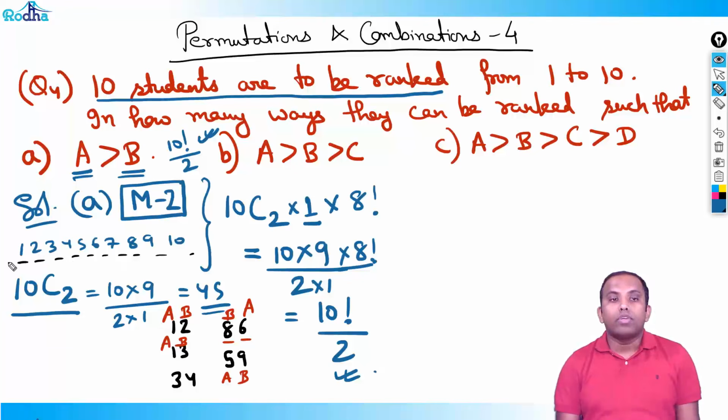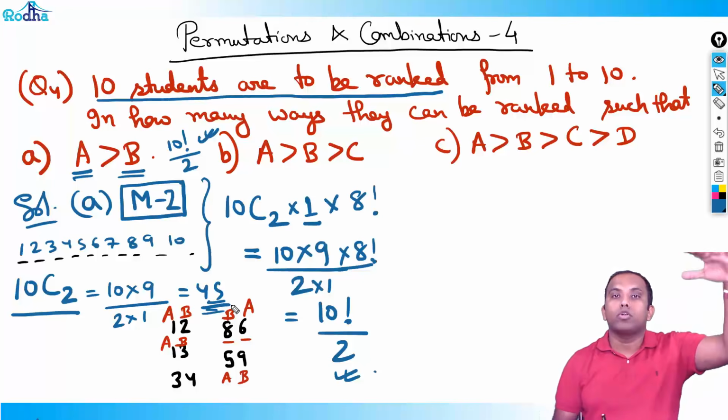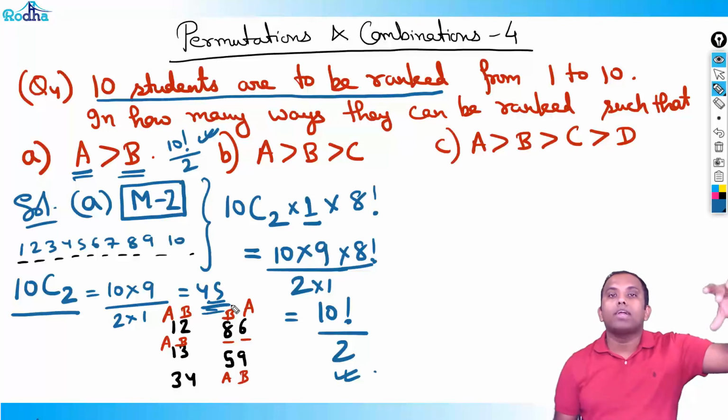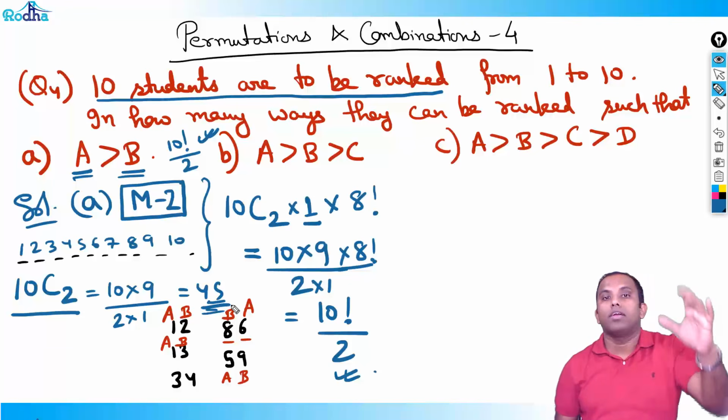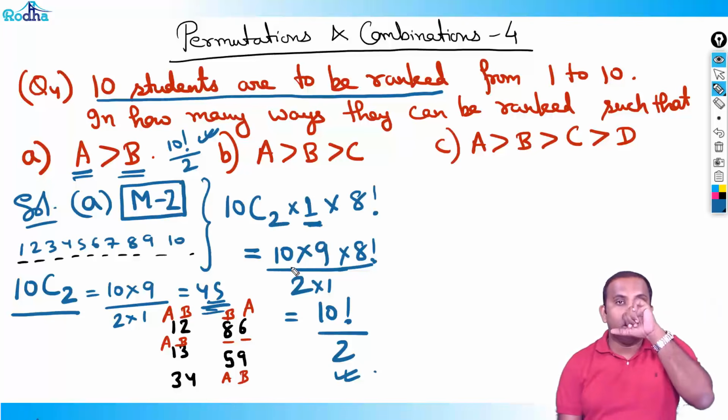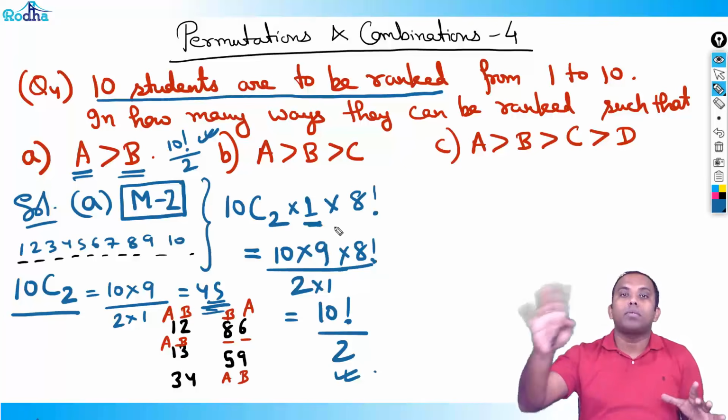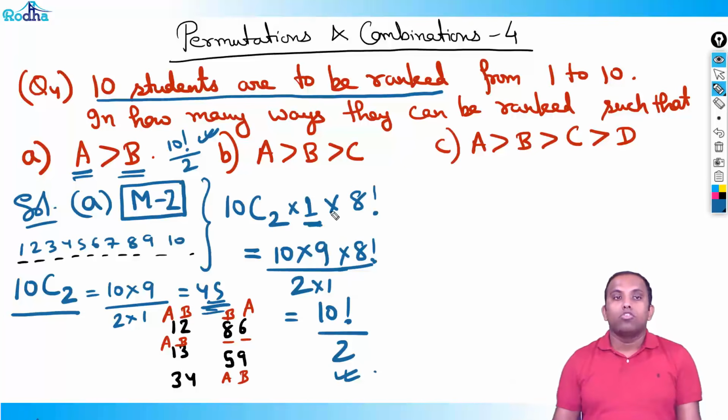So out of 10 different ranks, I can select any two ranks in 10C2 ways. That means 10C2 is 45. I can make 45 groups of 2 ranks, like 1 and 2, 1 and 3, 3 and 4, 8 and 6, 5 and 9. On each group, I can assign rank to A and B in only one way, because A has to be the greater rank and B has to be the lesser rank. So 10C2 into 1. And the other 8 students can be assigned those 8 remaining ranks in 8 factorial ways, right? So both the methods are very important, right?